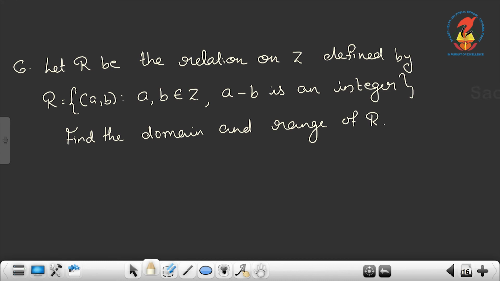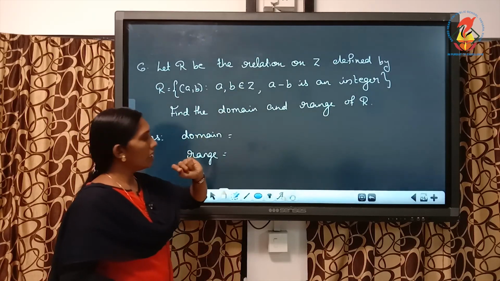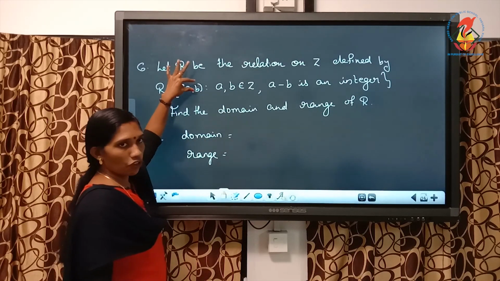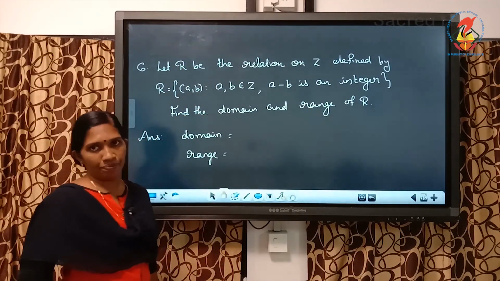And the last one. Let R be the relation on Z, where Z means the set of integers, defined by the set of ordered pairs (a, b) such that a, b belongs to Z. That means a and b are integers, and a minus b is also an integer. Find the domain and range of R. Domain means set of first elements, range means set of second elements. The first element a, where is this a? a is an integer. b, the set of second elements, means set of b's. b is also an integer.